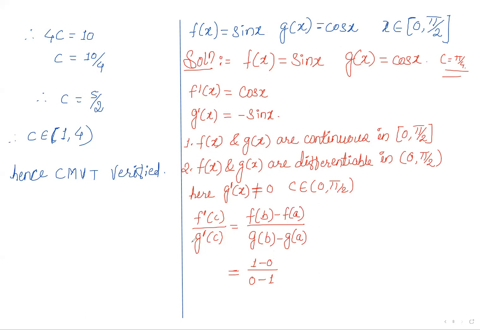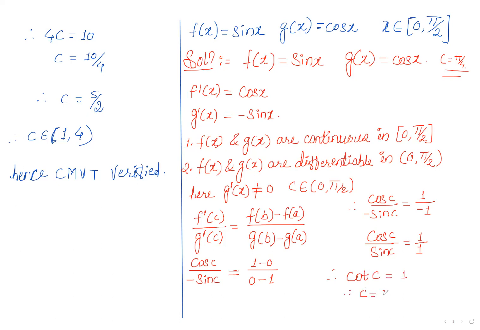Now f dash of c is cos c, divided by minus sin c. Therefore cos c divided by minus sin c is equal to 1 divided by minus 1. The minus 1 cancels on both sides. So cos c divided by sin c is equal to 1 upon 1. That is cot c is equal to 1. Therefore, c is equal to cot inverse of 1.